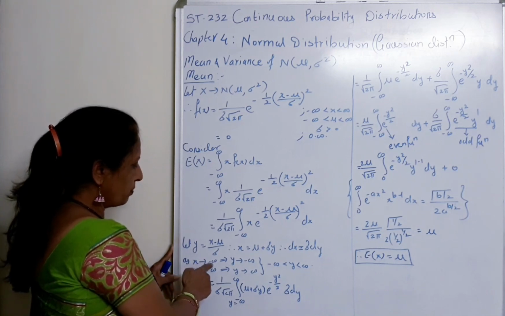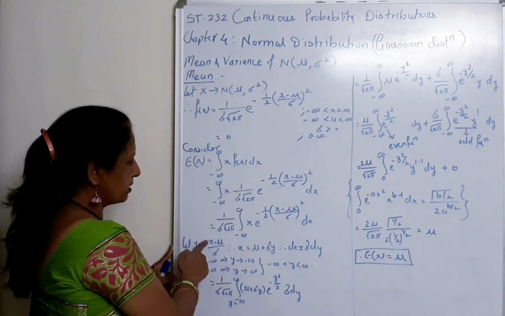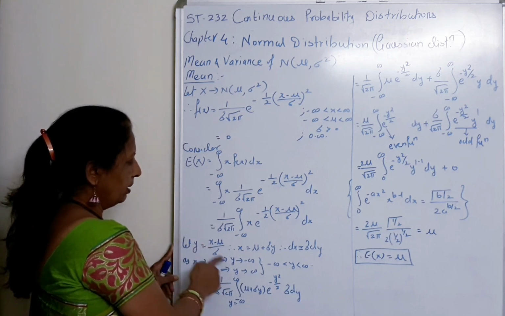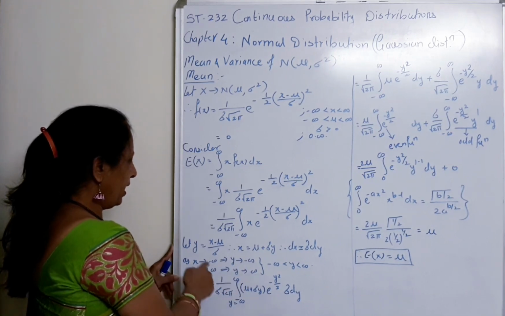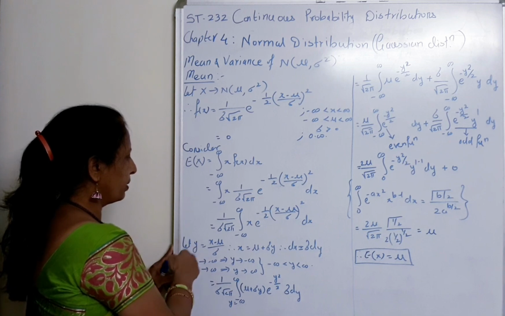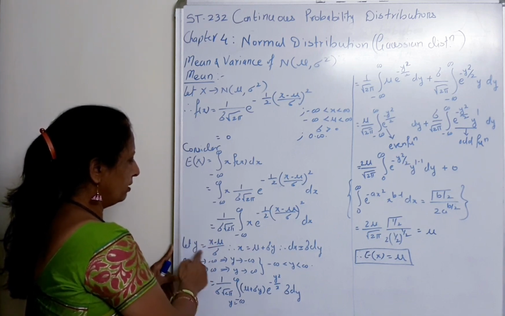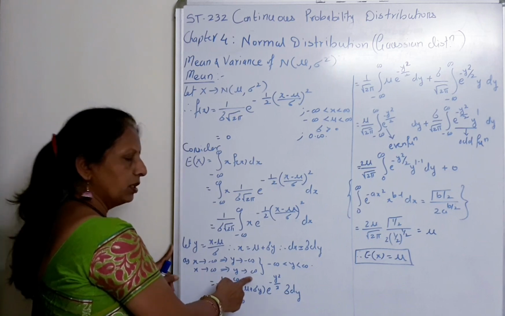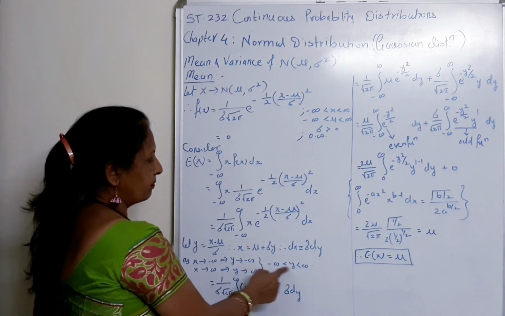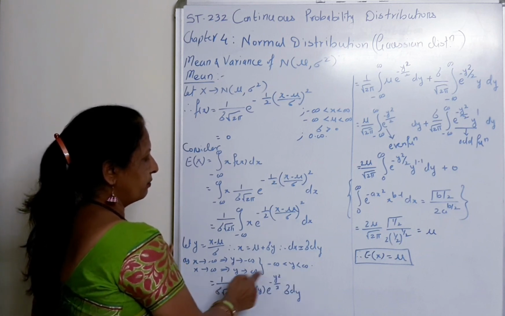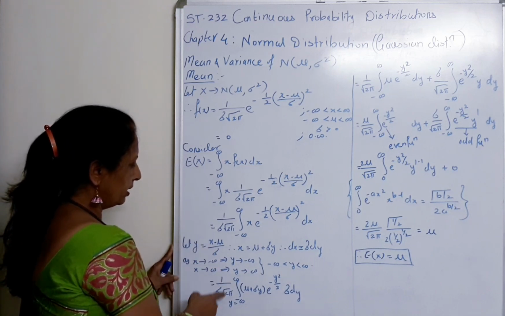As x tends to minus infinity, that means the lower limit we have taken, what will be the y value? If x is minus infinity, y also will be minus infinity. And as x tends to infinity, the upper limit of x we have taken, y also will tend to infinity. So what is the range for y? That is minus infinity to infinity. And now after conversion, what do we get in the integration?